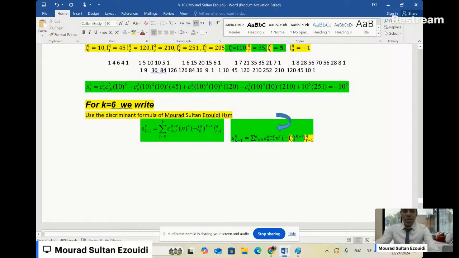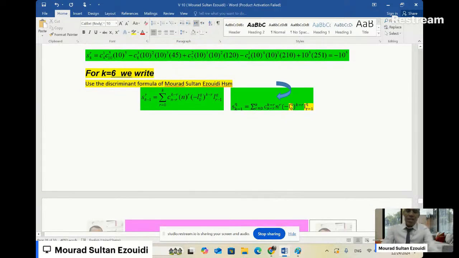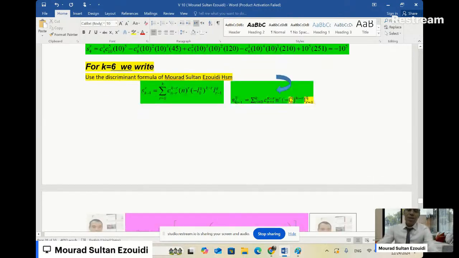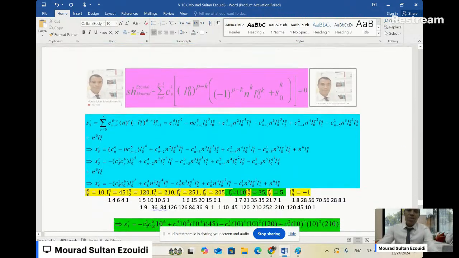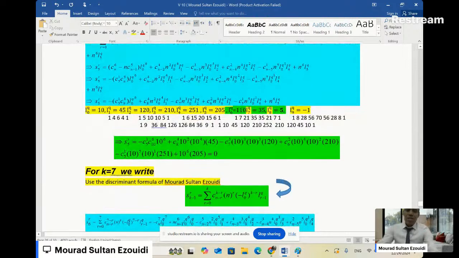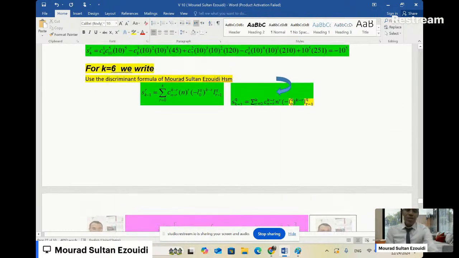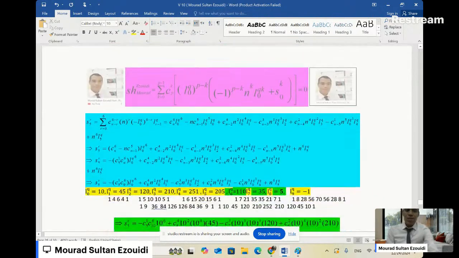Now I want to find S5. I should put k equals 6 in the discriminant formula of Mourad Sultan Ezouidi. Okay, and we will calculate S5. Just use the calculator and we reach this. It means that the value of S5 is equal to 0. But S4, we said, is different from 0, equal to negative 10 raised to the power 5.